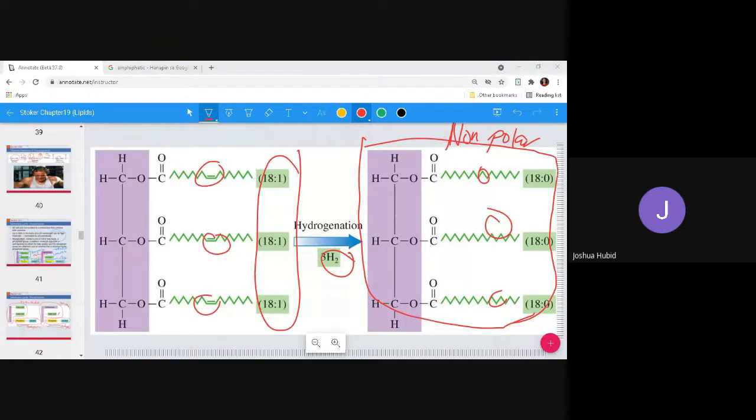Ma'am, for me, I am new to this. Ma'am, it is non-polar. The one with the sphingosine structure is non-polar, and the glycerol structure, ma'am, is polar. Okay. All right. So who else? Yes, Jalea.